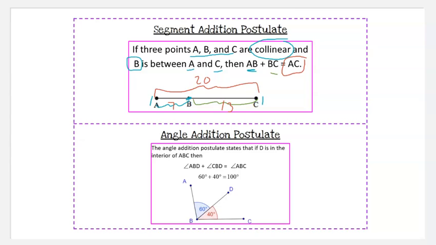So the same thing applies to the angle addition postulate. The angle addition postulate states if D is in the interior of angle ABC, so we have ABC and D is in the middle, so we have adjacent angles, then this angle measure plus this angle measure equals the whole angle measure. So that's our angle addition postulate.